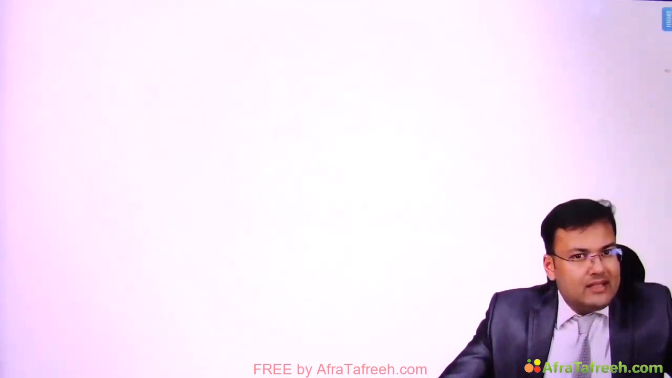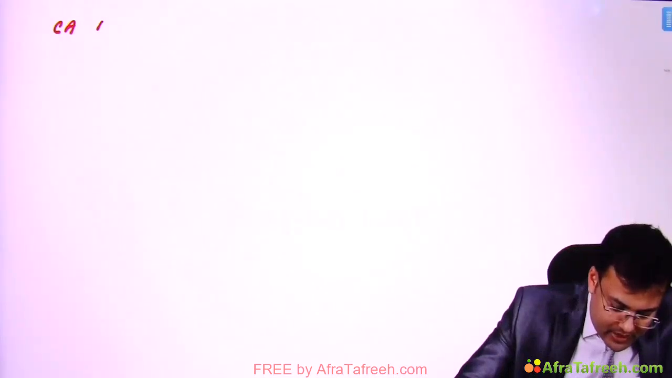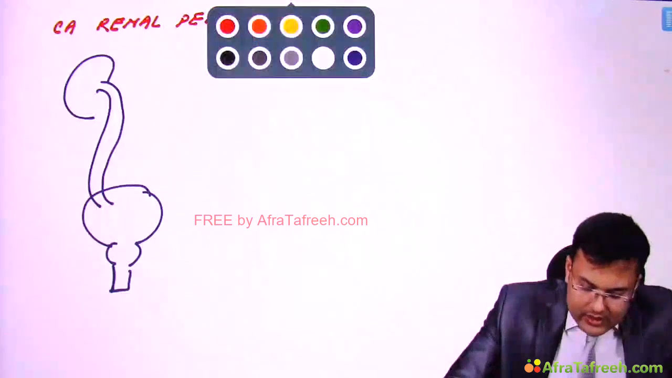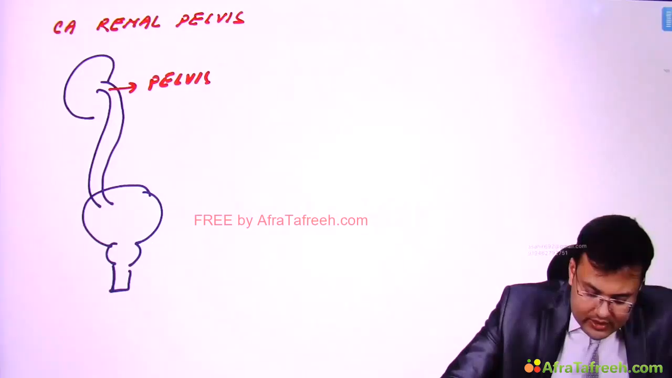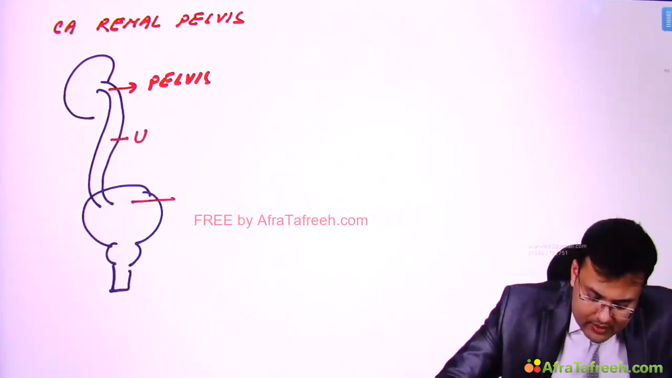Another important malignancy is carcinoma renal pelvis. So see, carcinoma renal pelvis, and it's very easy to understand this malignancy. Okay, first see the anatomy. This is kidney, this is ureter, this is bladder. Now in the kidney, this is the pelvis, this is the ureter, and this is the bladder.